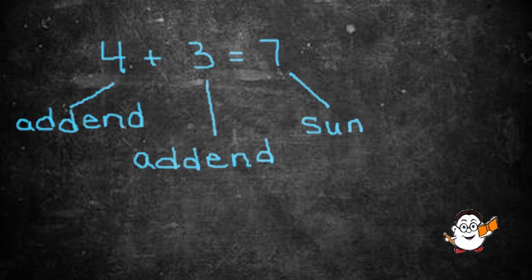An addition sentence can be written horizontally, which means straight across, and it can also be written vertically, which means up and down. This is an example of a single-digit addition sentence. For this tutorial, we will write all of our addition sentences vertically.